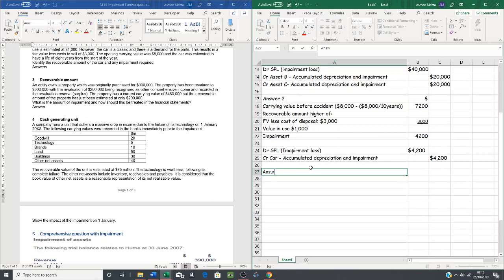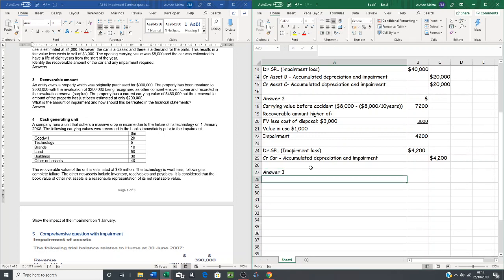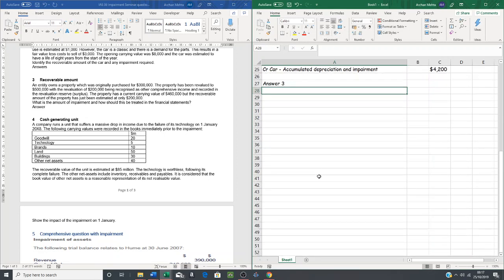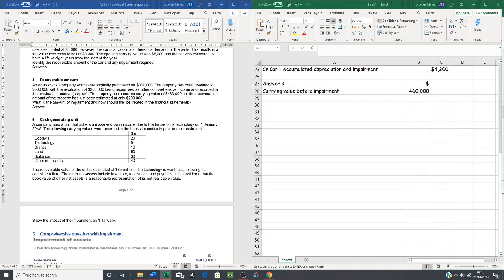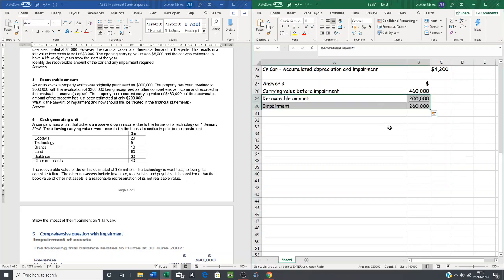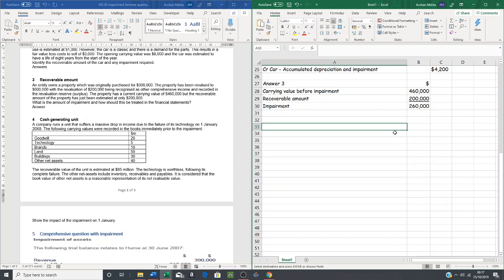Okay, now let's prepare answer 3. So we know that the carrying value before impairment was 460,000. The recoverable amount is 200,000 and therefore the impairment loss is 260,000. So we know the impairment.